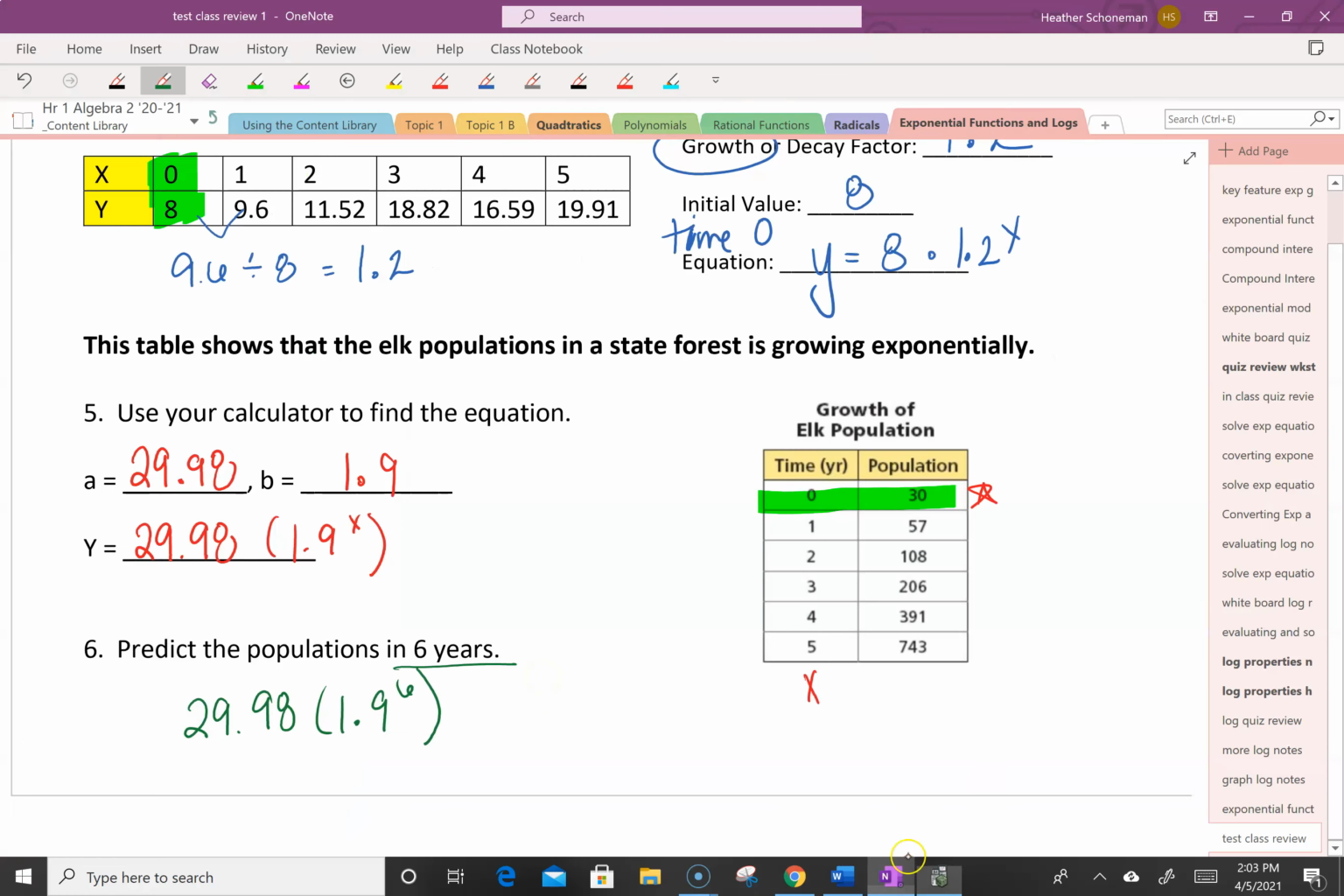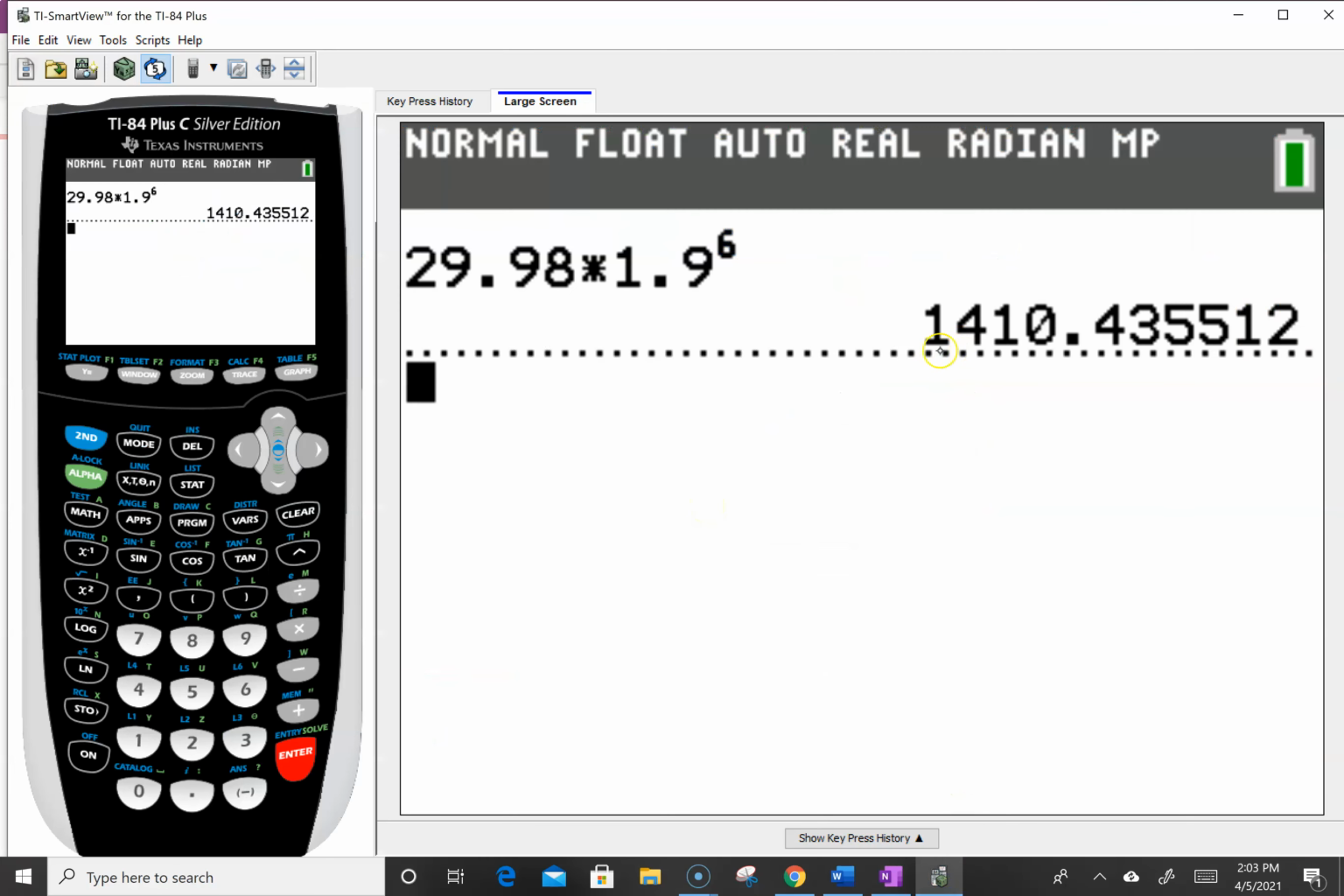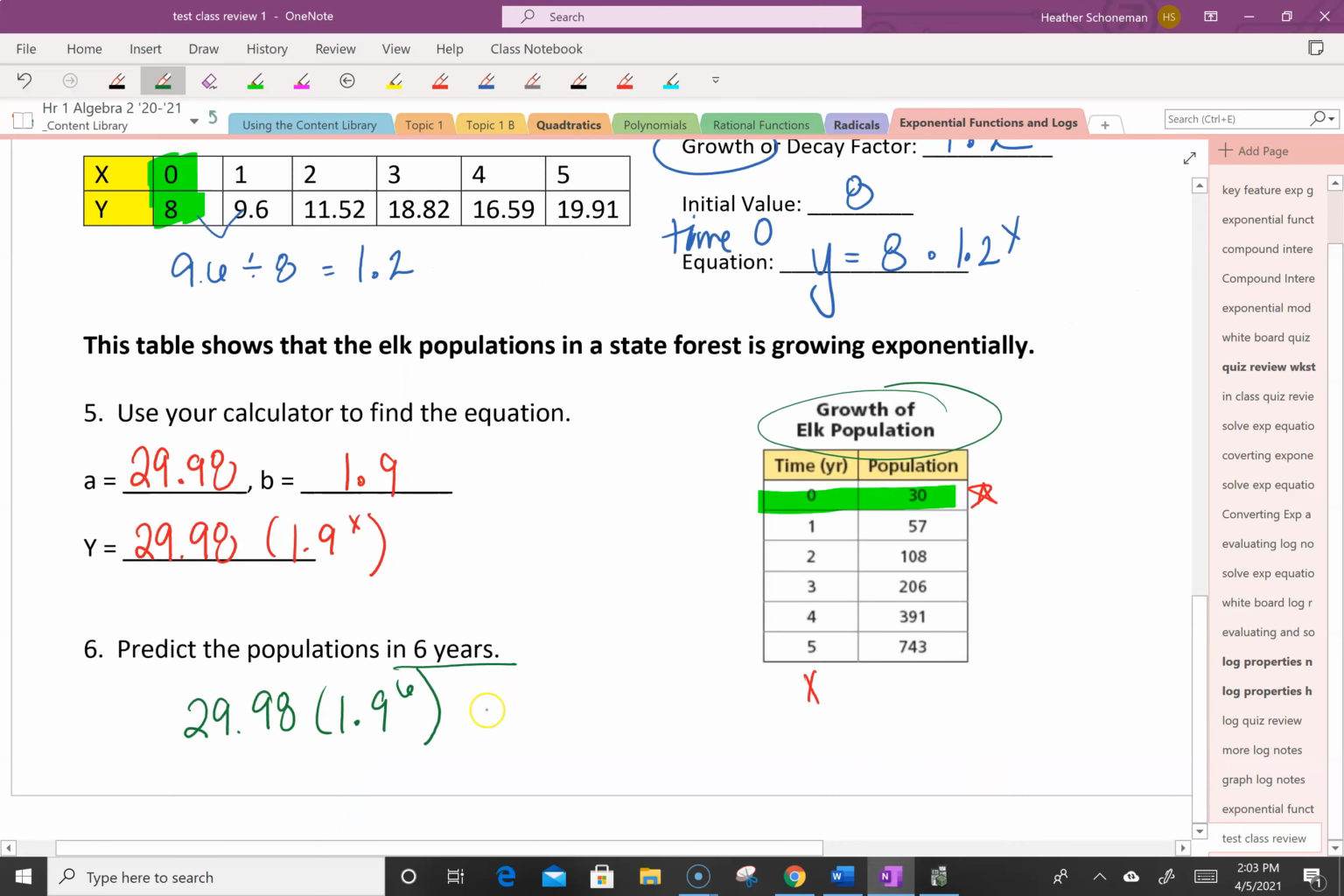Now, this chart here is talking about the elk population. And when we're counting elks, we're only counting whole elks. So that's going to be 1,410 elks. We'll cut that off. So we're going to say 1,410 elk. And that's our answer. We'll do more review next class so that you're prepared for the test.